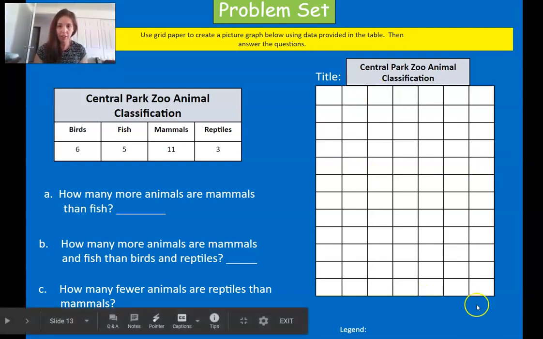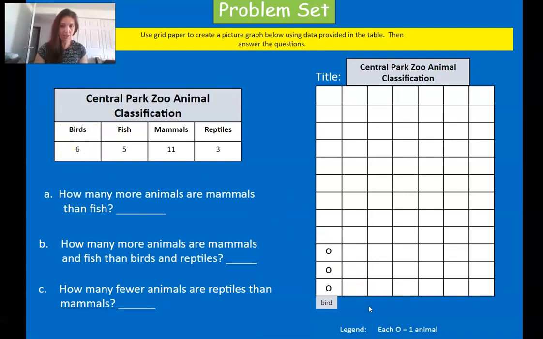All right, now you also will need a legend. That helps the reader understand what your pictures represent. So each circle equals one animal, okay? All right, so we have our legend. Now what do we need? What are these called on the bottom? These are going to be called our labels. So the first column is labeled bird. If we look at our chart, we have 6 birds. So we're going to have 6 circles.